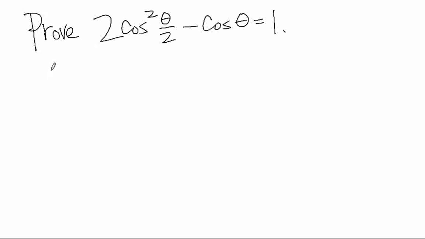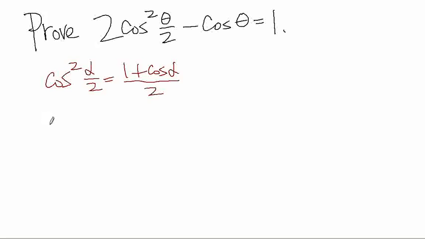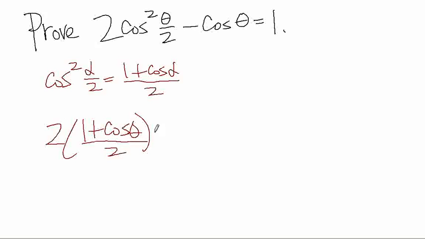So I'm going to use the following identity to replace the squared term. So I'm going to replace alpha with theta, and so the left side therefore is equivalent to 2 times 1 plus the cosine of theta all over 2 minus the cosine of theta. If I distribute the 2 into the numerator of the fraction, let me also split that fraction up into 2 fractions.